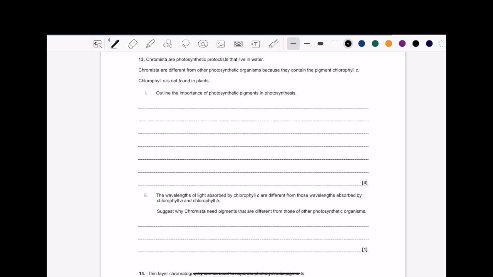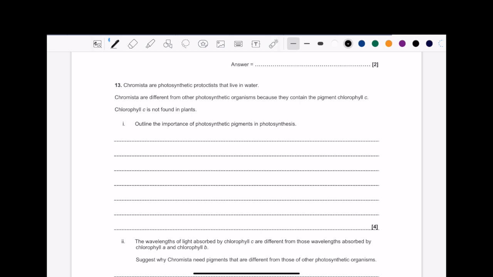So let's begin. Read the question first. It says, outline the importance of photosynthetic pigments in photosynthesis. Okay, it's an outline question, meaning you know the content. This is something you've learned in class, and you're just going to regurgitate it essentially. And this is why you need to memorize the content for this case.